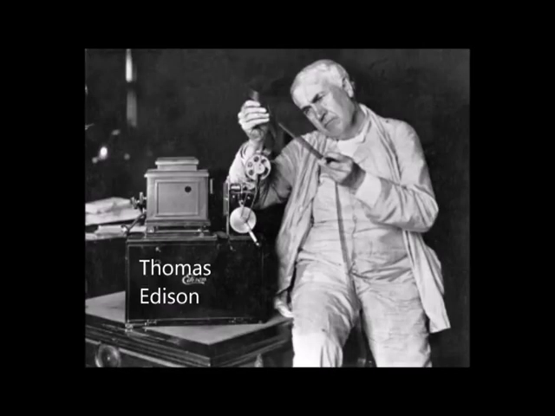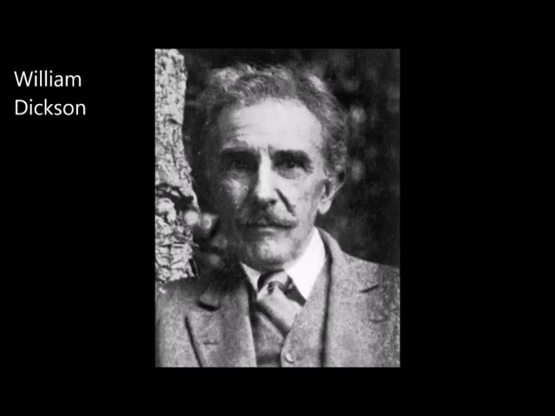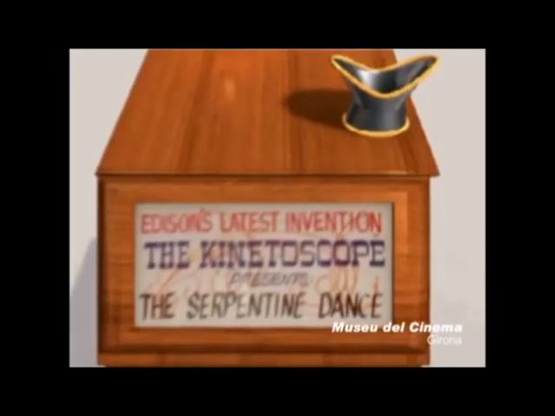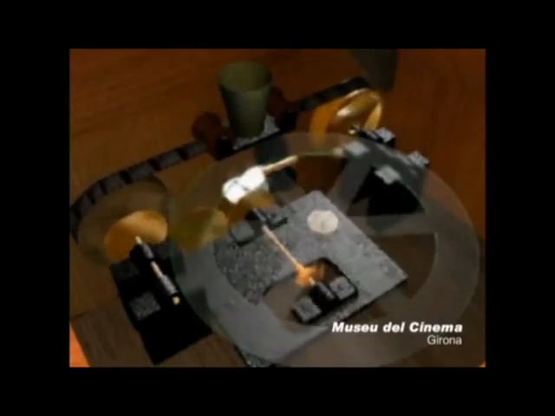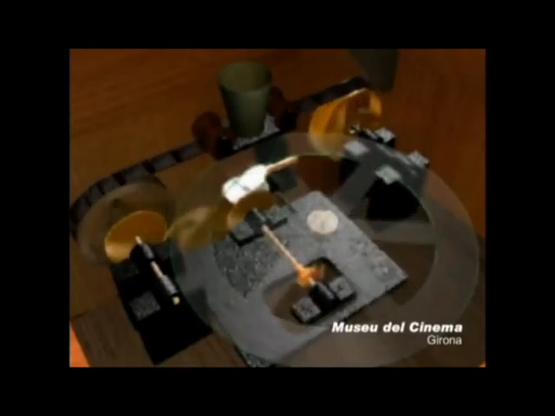The kinetograph was invented by Thomas Edison and William Dixon in 1890. The kinetograph worked by taking many different photos and playing them really fast to show the illusion of movement. There was no editing back then, but it's nice to know how motion pictures started.